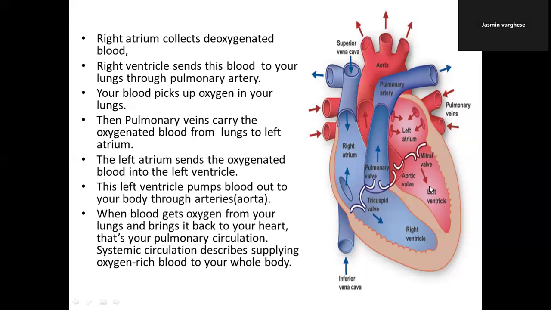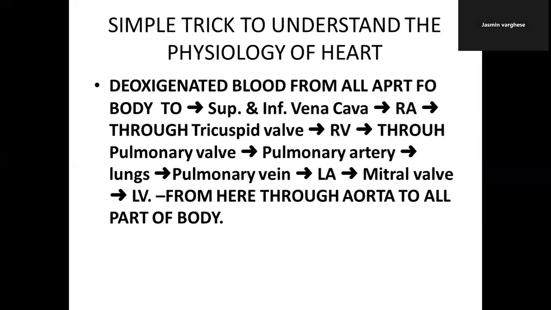And from the left ventricle, through the aortic valve, it will go to all parts of the body through the aorta. That is called systemic circulation. So we have two types of circulation, pulmonary circulation and systemic circulation. In this slide, you can see in a simple way how the blood circulates after SA node initiation.